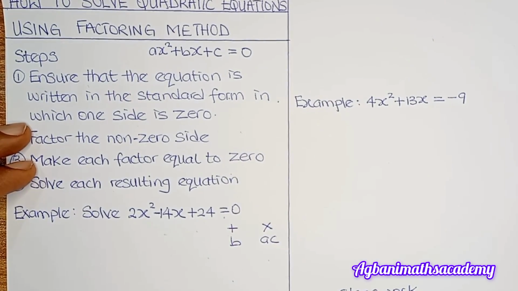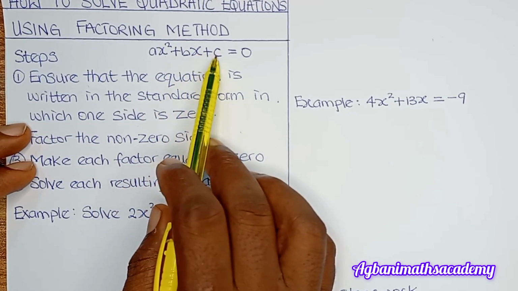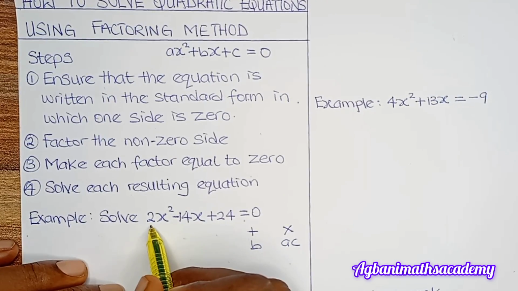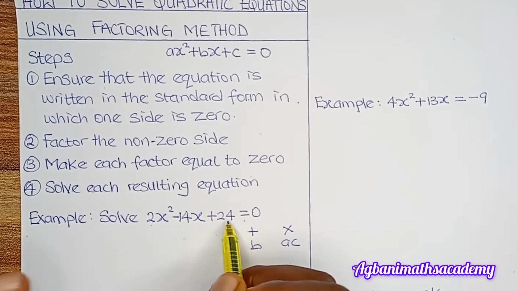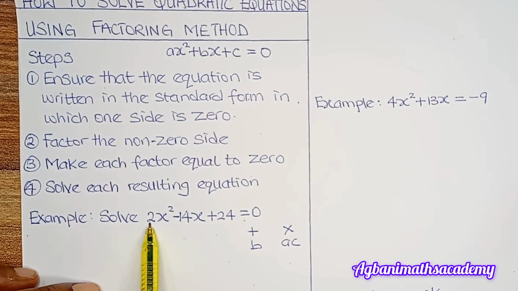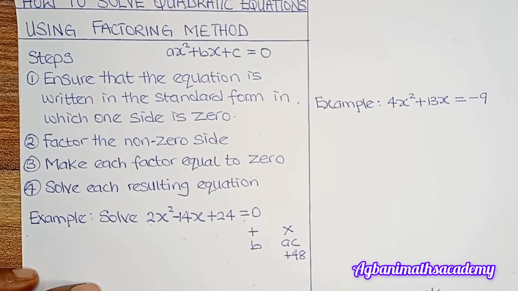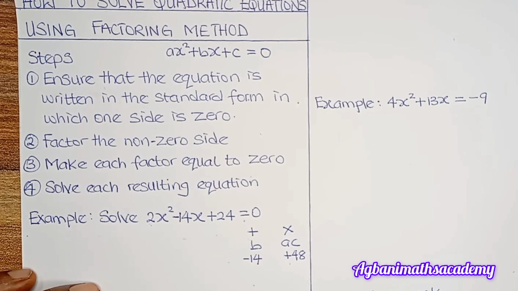So what is AC? Remember, A is the coefficient of x squared, B is the coefficient of x, and C is the constant. Comparing that with this equation, we know that our A is 2, our B is minus 14, and our C is plus 24. So AC means 2 multiplied by plus 24, and that will give us plus 48. And then we know that our B is minus 14. So we are looking for two numbers that will multiply to give us plus 48, but add to give us minus 14.